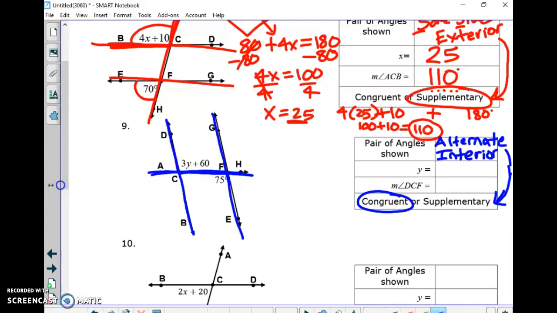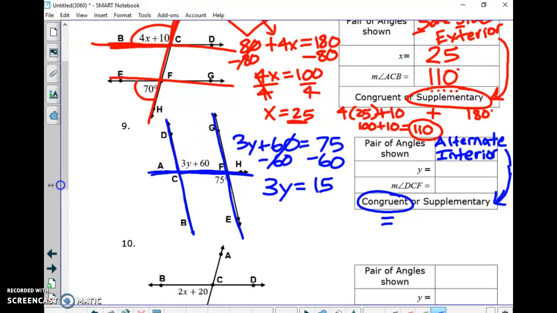Okay. Now congruent means we're going to put an equal sign between their measurements. And let's do that. 3y plus 60 equals 75. And let's solve it. Get rid of that loner. Minus 60, minus 60. Cross out. 3y equals 15. And then to get rid of that 3, we divide by 3. Y equals 5.